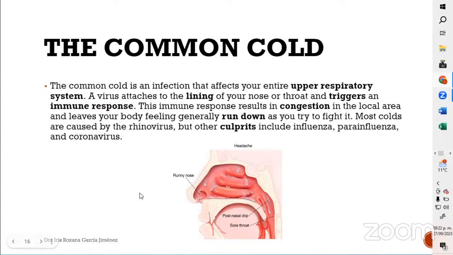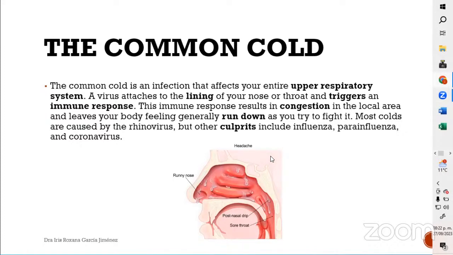Thank you. So you can see, very common situation, right? This virus attaches to the lining of your nose. I mean, they are just here, the same place we were checking during the coronavirus infection. That's why we used to take the lab test from the nose, from this part. That's the same place where this virus attaches and then triggers an immune response, okay?